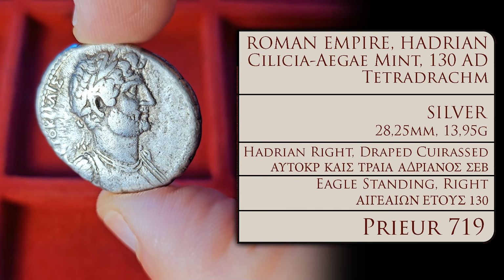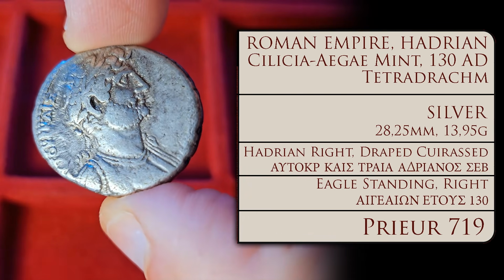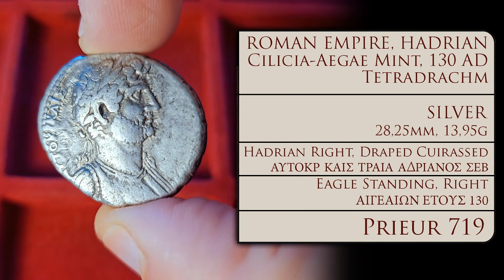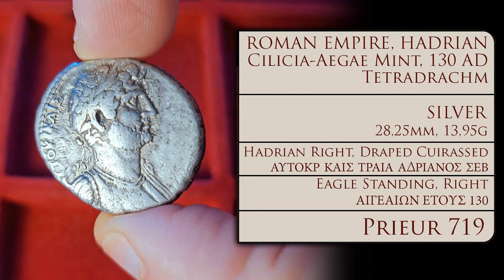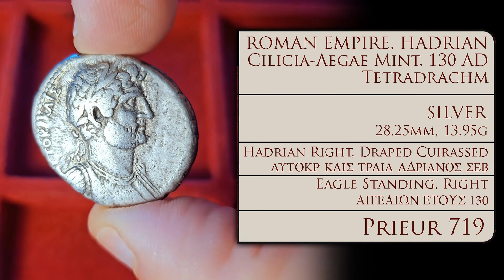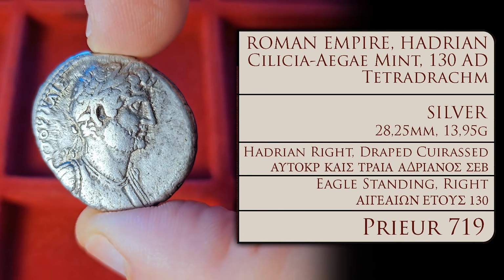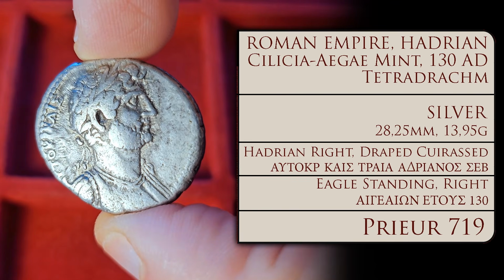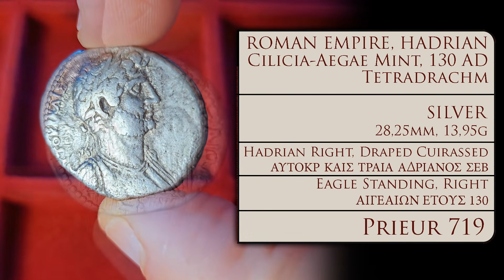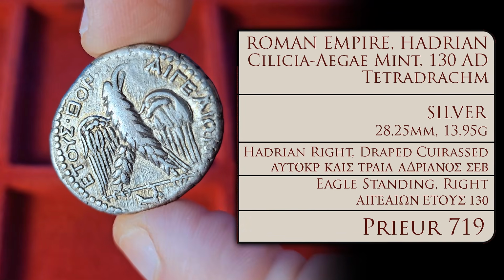So in this case, it would be Roman Empire, Hadrian, Cilicia, Aigai, 130 AD, silver tetradrachma, 13.95 grams, 28.25 millimeters of diameter. Obverse: cuirassed and draped bust of Hadrian looking right, legends in Greek, interesting: Autocrátoros, Kaisaros, Traianos, Hadrianos, Sebastos. Heading to the reverse, eagle standing with wings open, looking right.